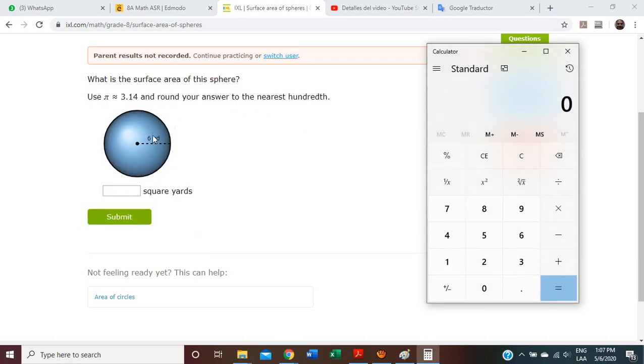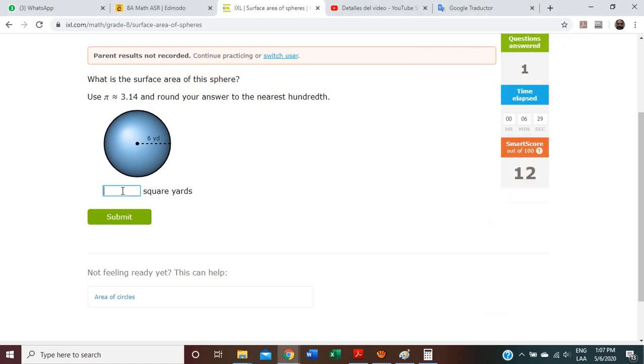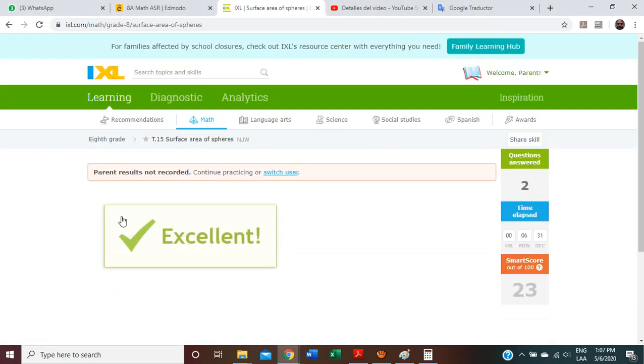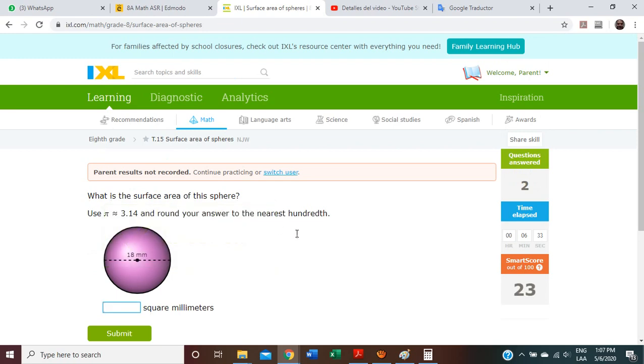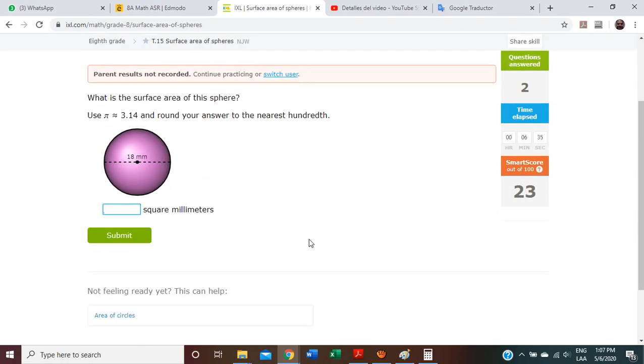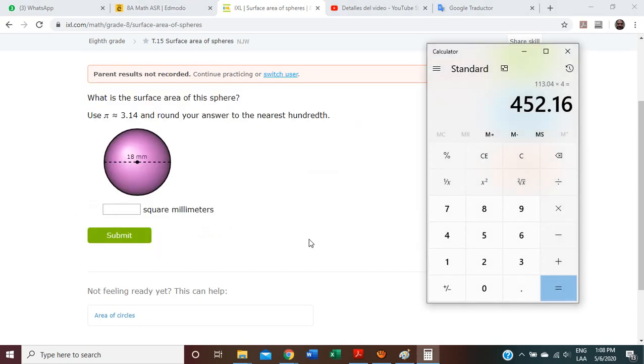So the radius is 6. 6 times 6 equals 36 times 3.14 times 4. And that's it. This is the answer. Submit it. Excellent. Next one. This is the last that I'm going to do as an example.